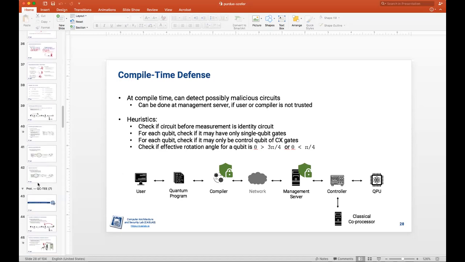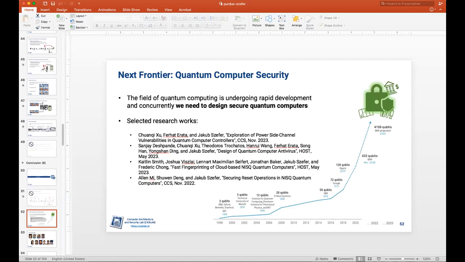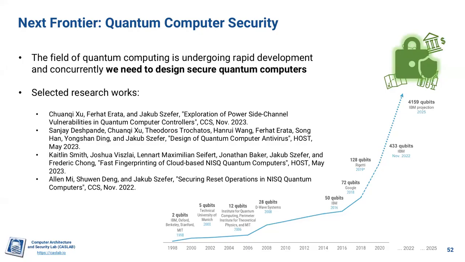I'll skip to my last slide, but I can come back to discuss other topics. Just one slide to summarize: as you might have gathered, my view is that the next frontier in computer security is quantum computer security. There's a lot of development in quantum computers. They'll be running sensitive programs, and we need to find ways to secure these designs. And these are just some of our papers.